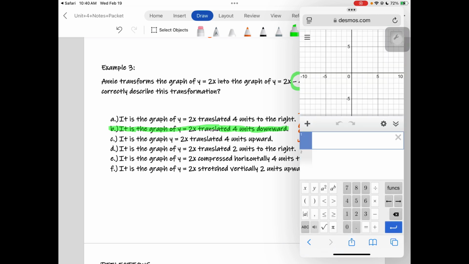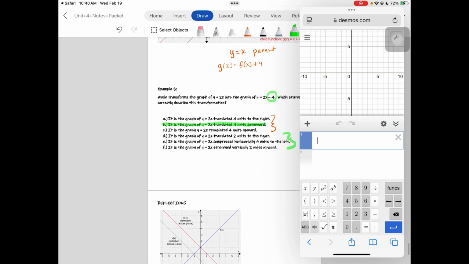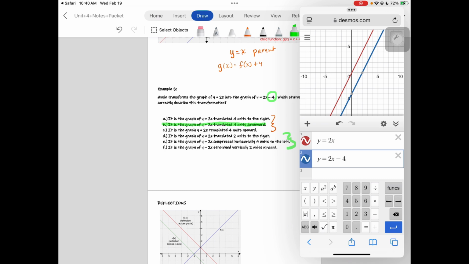So if I look at this, I want to graph both of these. Y equals 2x, and I'm going to graph the other one as y equals 2x minus 4. Obviously, the first one was easy to find because you're shifting downward. So I know that one's right. We can see if one of these other ones will match up with that blue line.